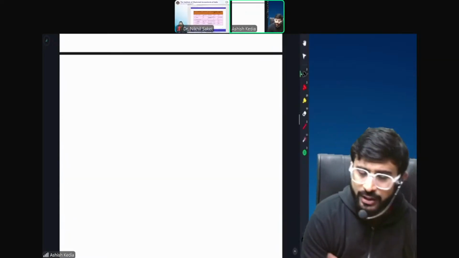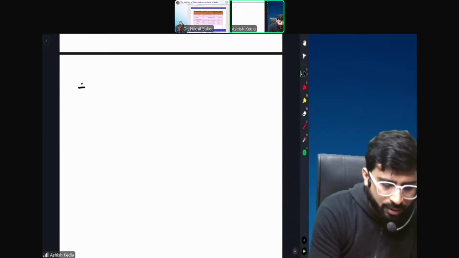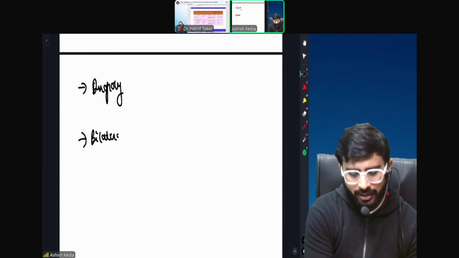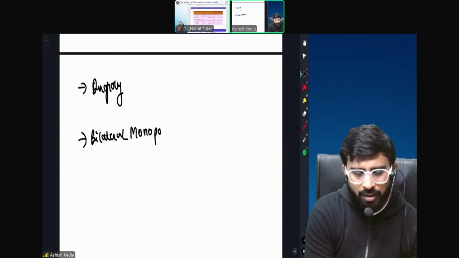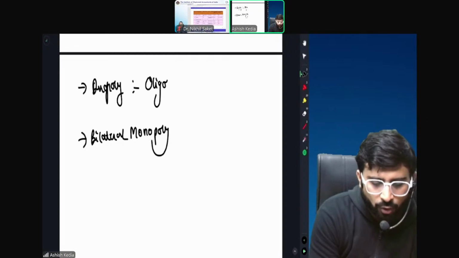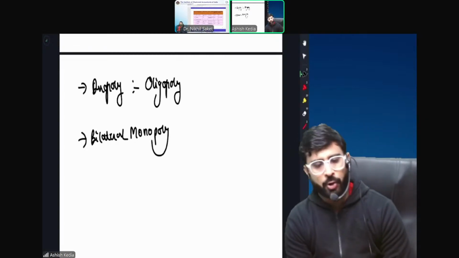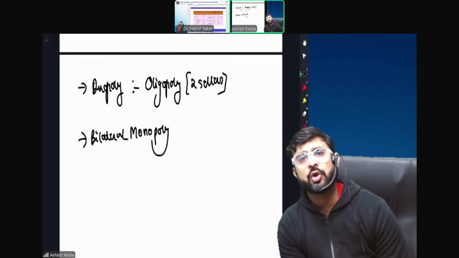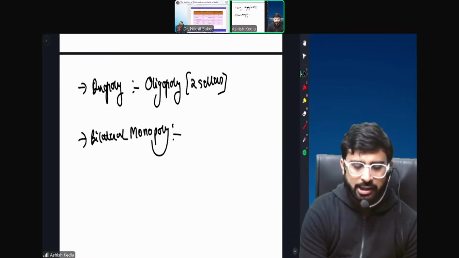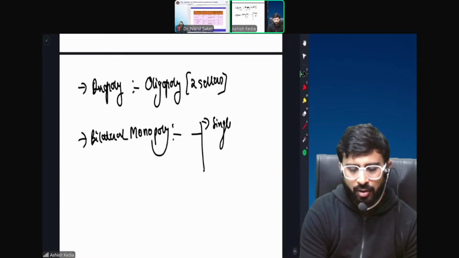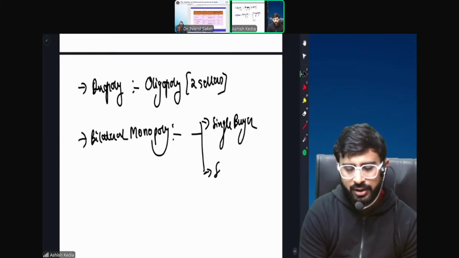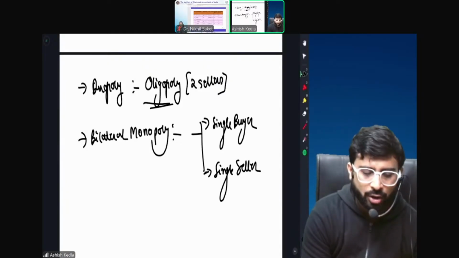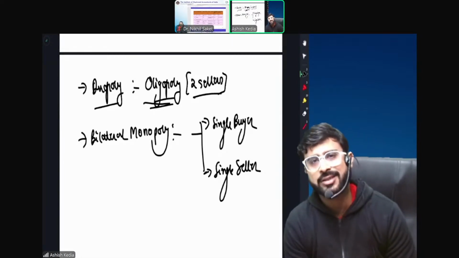Now, two more fancy terms which I saw in our book: duopoly and bilateral monopoly. Since we are discussing markets, why leave them? So friends, duopoly is nothing. It's an oligopoly only. It is that oligopoly in which there are two sellers. And in bilateral monopoly, what happens? On one side, you have a single buyer, and on the other side, you have a single seller. That is bilateral monopoly. And duopoly is an oligopoly characterized by the existence of two sellers in the market.